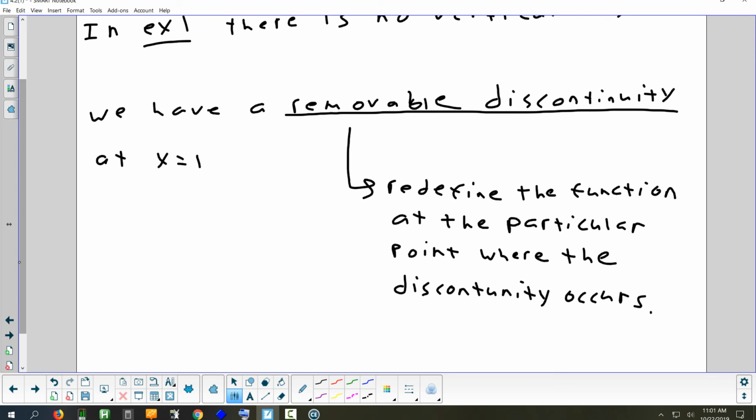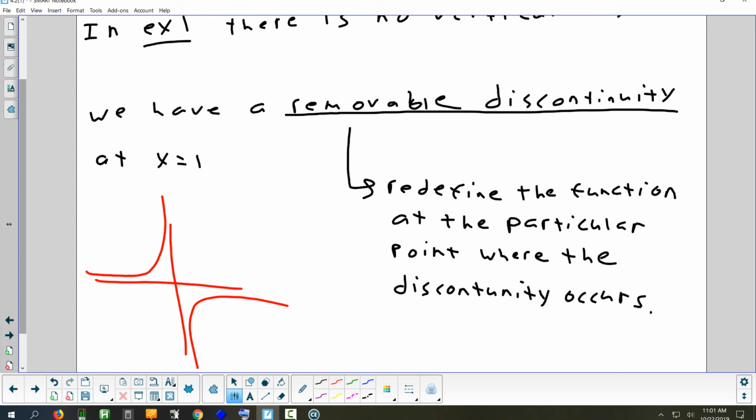That hole, or another name for it, is called a removable discontinuity. The way I think of removable is it's like there's an extremely small problem with this graph. If we could fix just that one little spot, then we wouldn't have a hole. When you have an asymptote, that's not a removable discontinuity. If you wanted to make these two graphs connected, they're not even close to being connected.